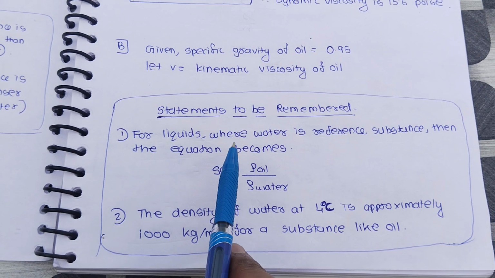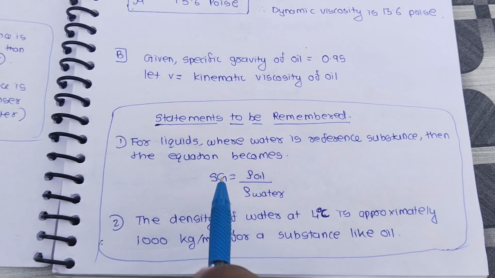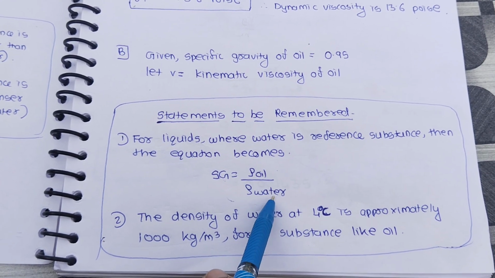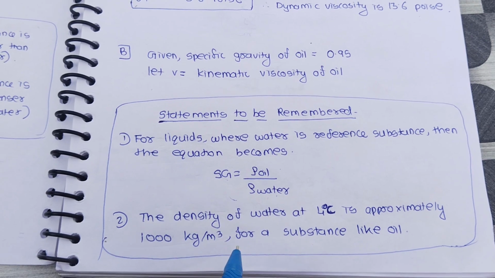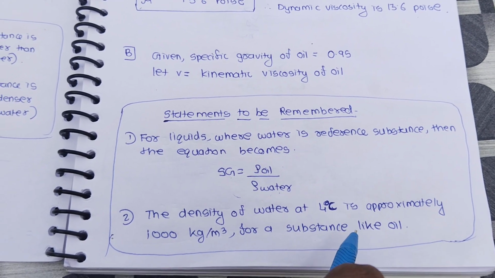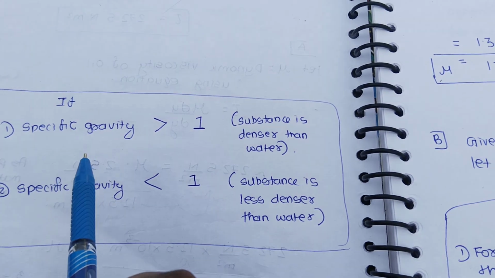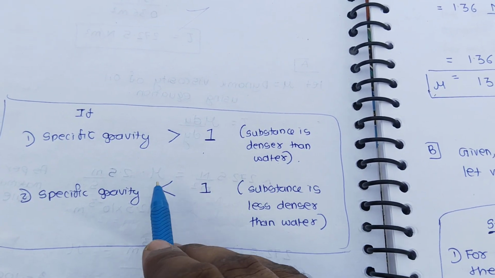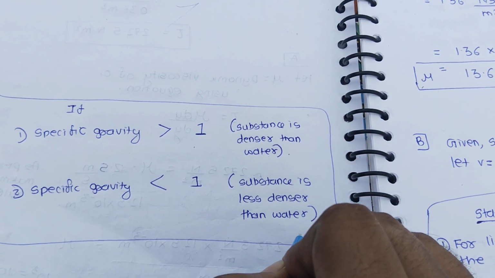So for a liquid where water is the reference substance, the equation becomes specific gravity equals density of oil divided by density of water, and the density of water at 4 degrees Celsius is 1000 kg per meter cube, for a substance like oil. And second, if specific gravity is greater than 1, the substance is denser than water, and if specific gravity is less than 1, the substance is less dense than water.